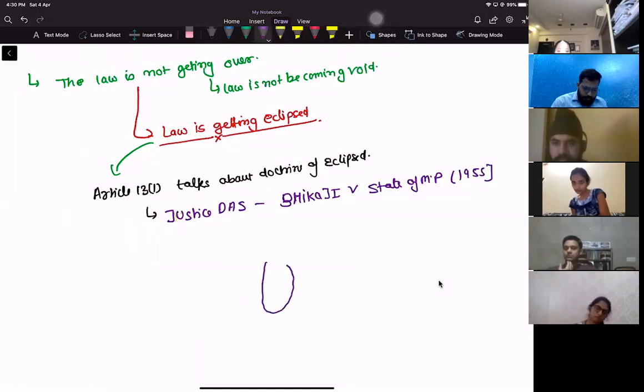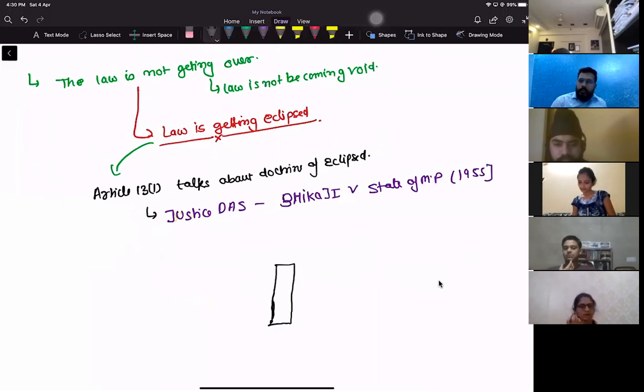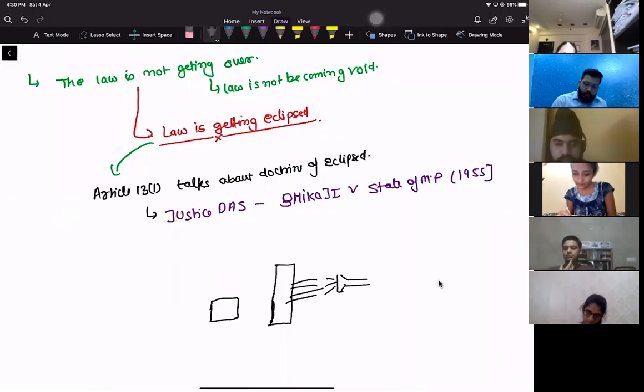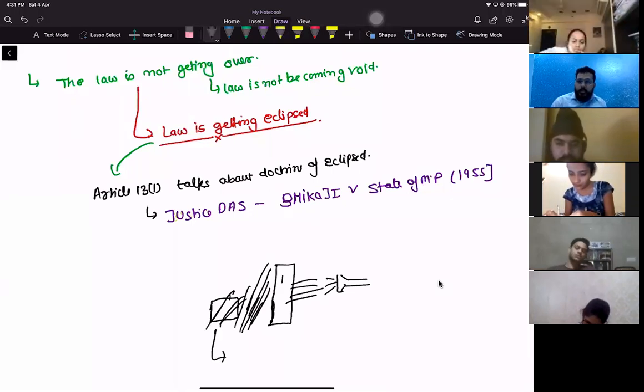Suppose this is one thing and this is another wall. And suppose this is the light. If I put the light on this, what happened? This will get shadowed. I know. This small portion will be shadowed by the building.